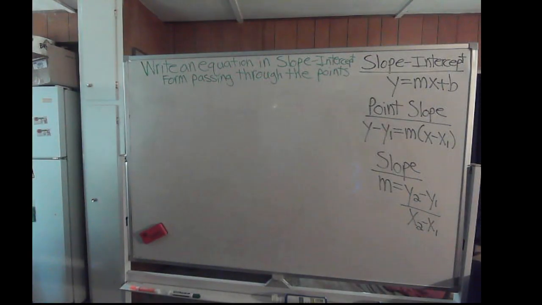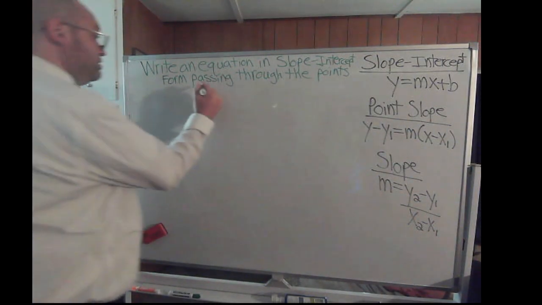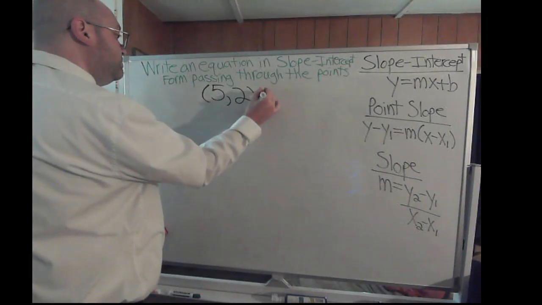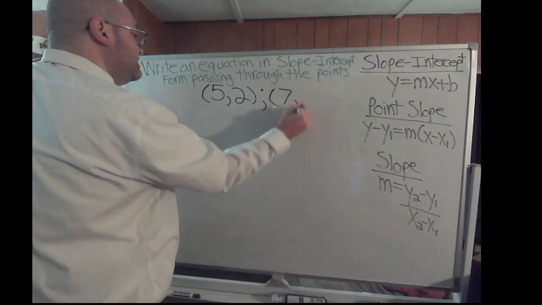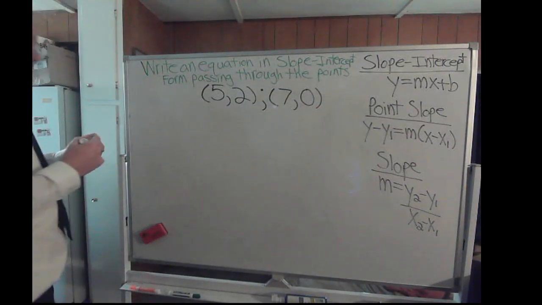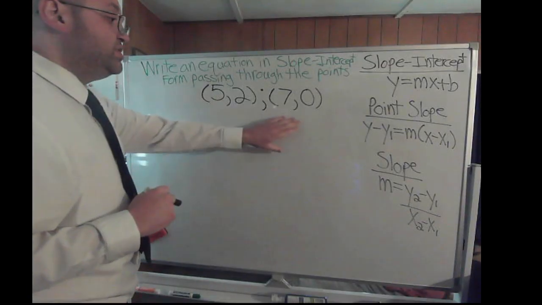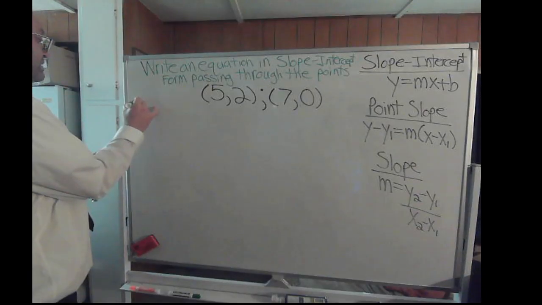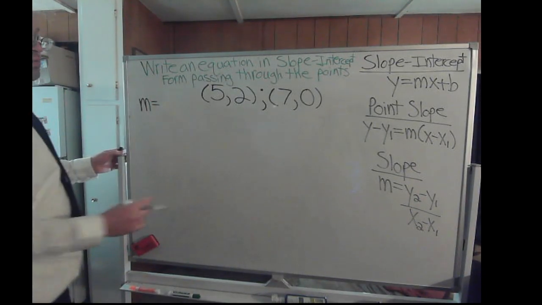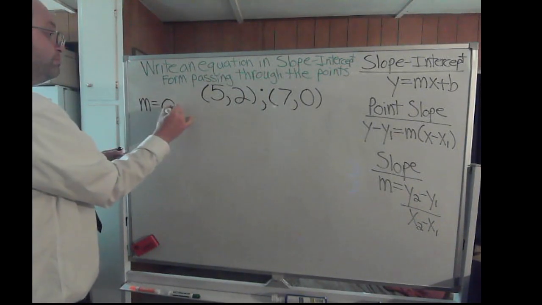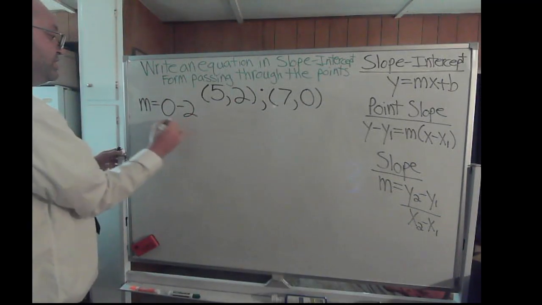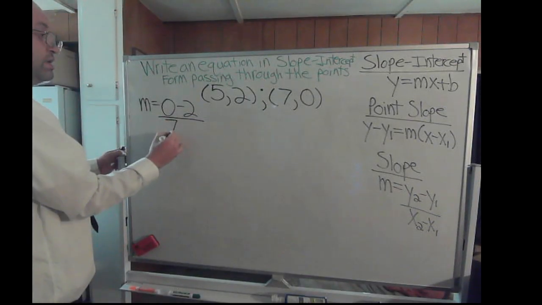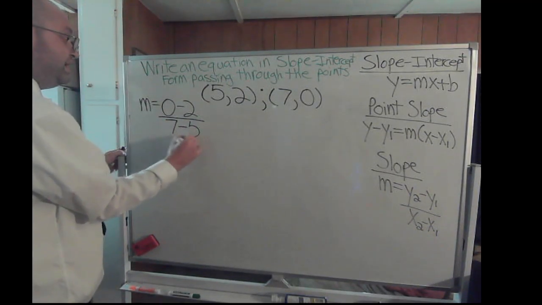Okay, what's next here? Alright, this particular line passes through the points 5, 2, as well as 7, 0. So first, again, find your slope if you're only given 2 points. The slope is going to be equal to your second y coordinate, which is 0, minus your first y coordinate, which is 2. So you have 0 minus 2 over your second x coordinate, which is 7, minus your first x coordinate, which is 5.